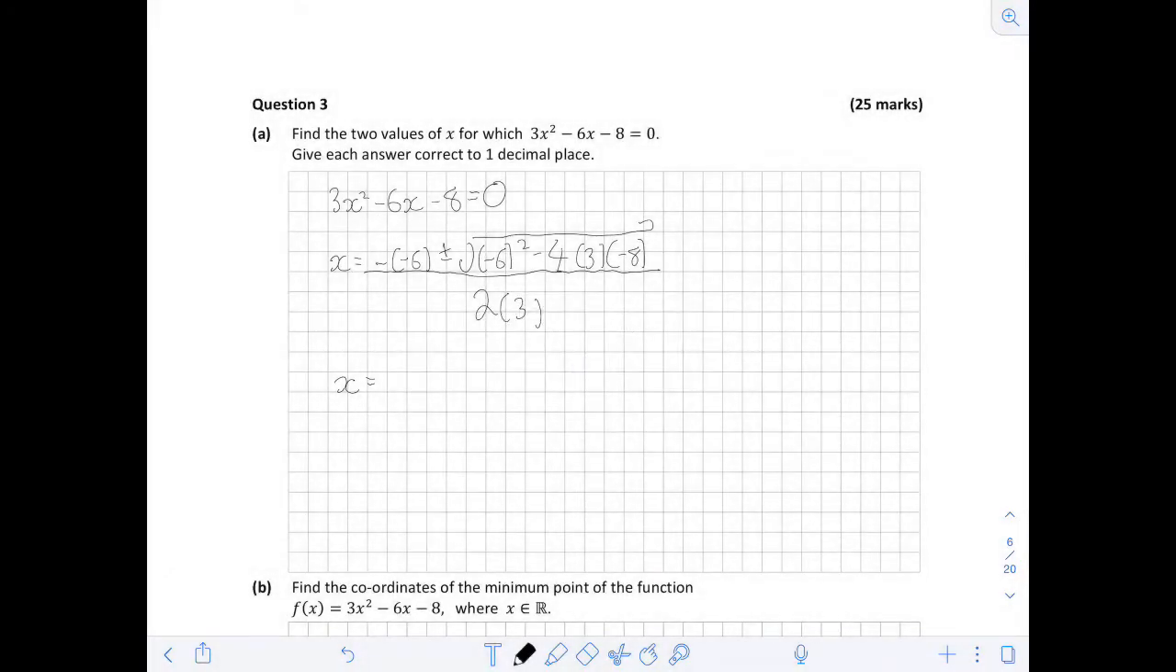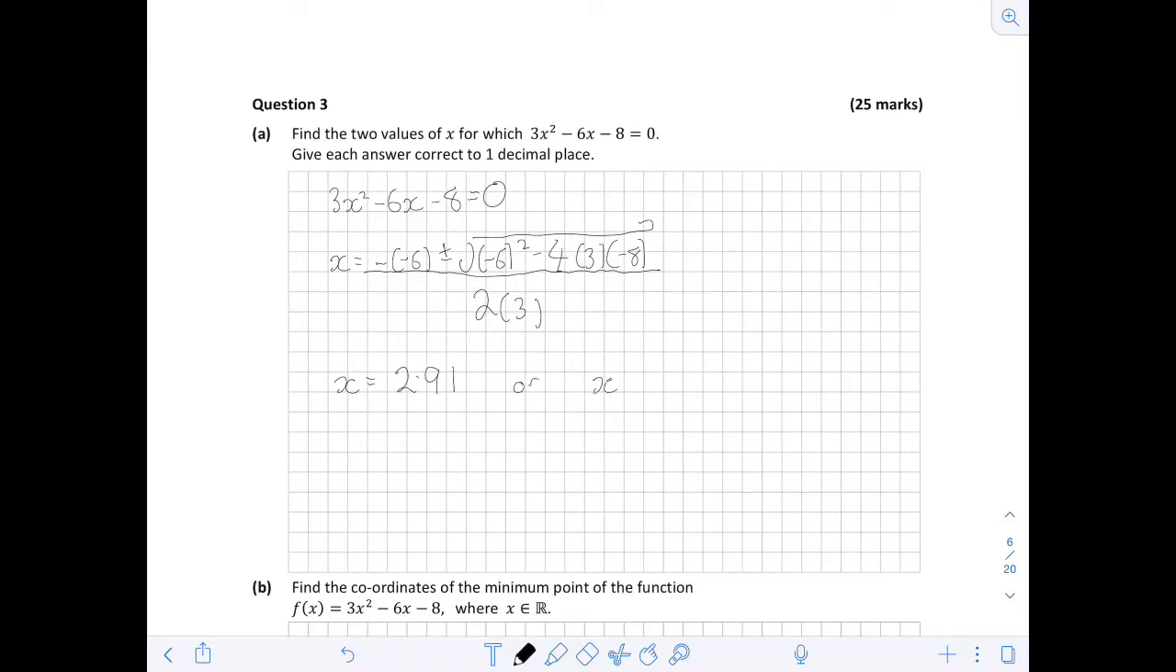minus minus 6, plus the square root of start bracket minus 6 squared minus 4 bracket 3 close bracket bracket minus 8 close bracket, downstairs 2 bracket 3, equals. So it's equal to 2.91. So that's the answer you guys should have gotten there.